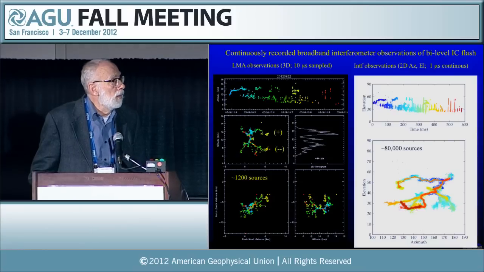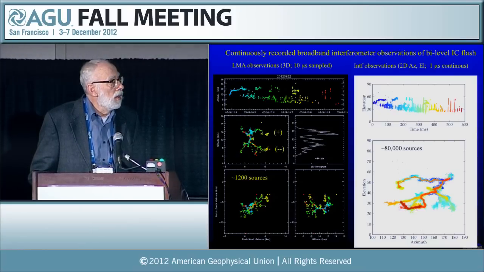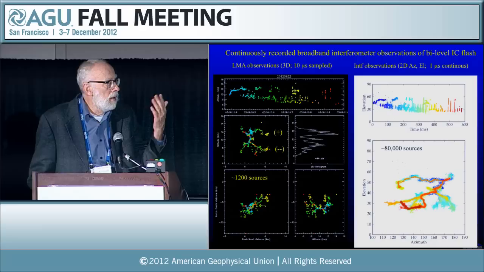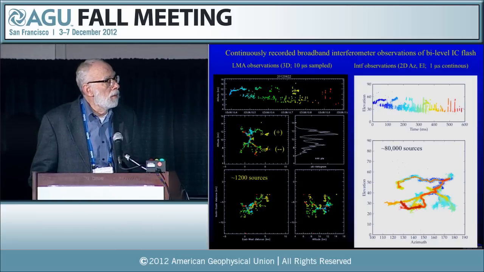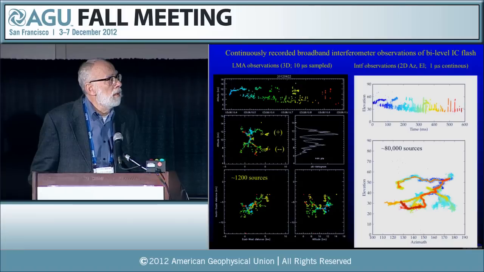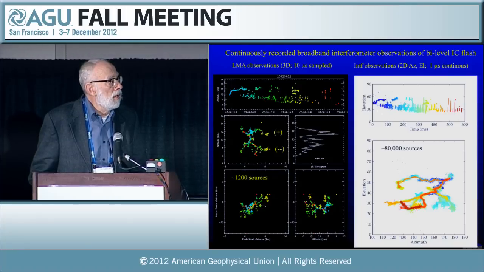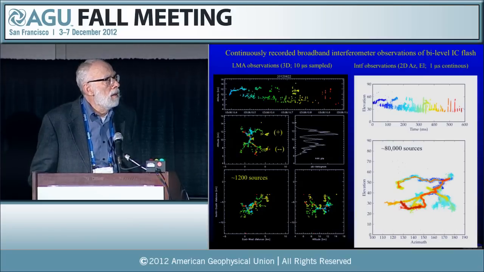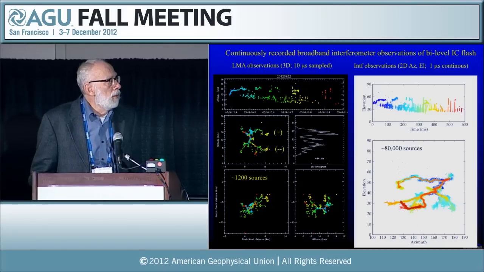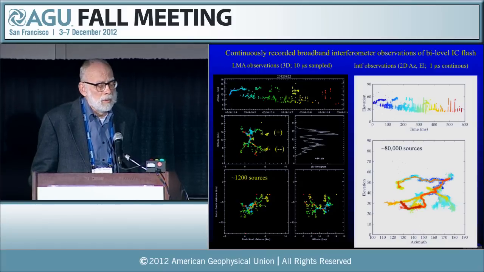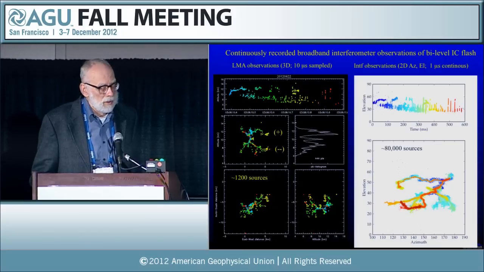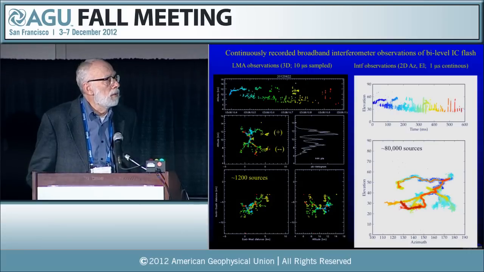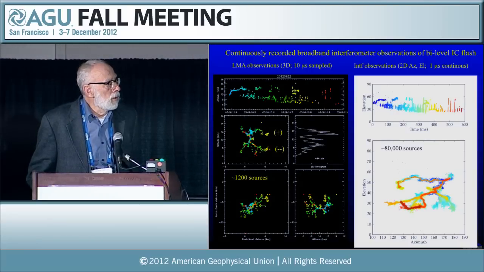On the left are the LMA observations of the flash, and on the right are the interferometer observations of the same flash. The LMA observations are three-dimensional, the interferometer observations are two-dimensional, and what Mike has done is to combine the interferometer data with the 3D LMA data to make what we call a quasi-3D version of the interferometer data. The interferometer data located 80,000 sources for this flash, as opposed to about 1,200 sources for the LMA.